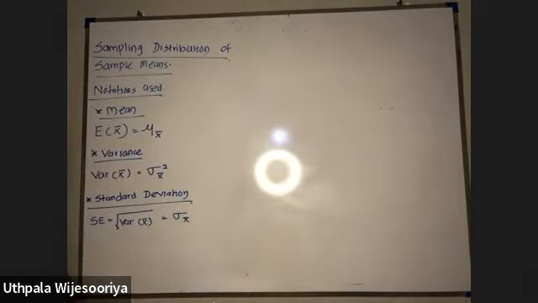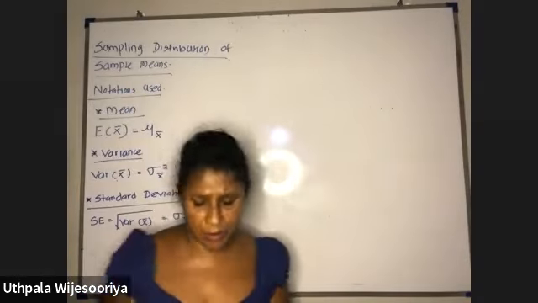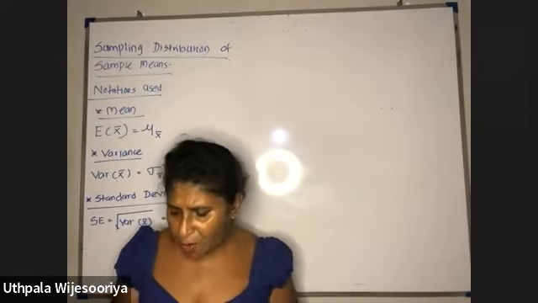So what are the three notations? The mean of a sampling distribution we denote as mu X bar. Variance is sigma square X bar, and standard deviation or standard error is sigma X bar. These are the three notations we are using for the sampling distribution of sample means.